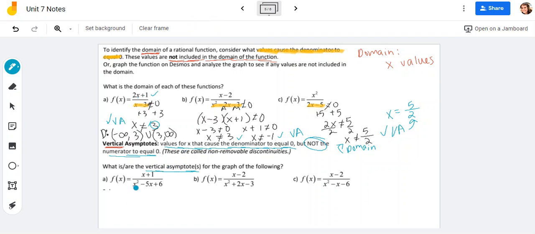So we need to do some factoring because I see a lot of x squareds. So we're going to set the bottom equal to 0. So it's my magic numbers that multiply to +6 and add to -5. I think those are going to be -3 and -2. And so if we split this up, we get x minus 3 equals 0 and x minus 2 equals 0. So x equals 3 and x equals 2 are the vertical asymptotes.